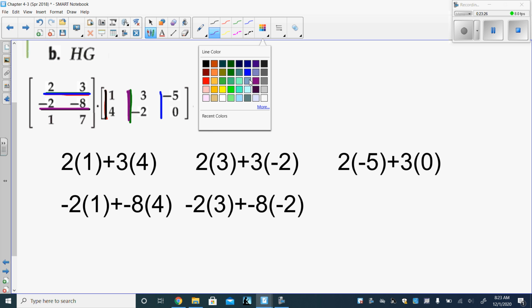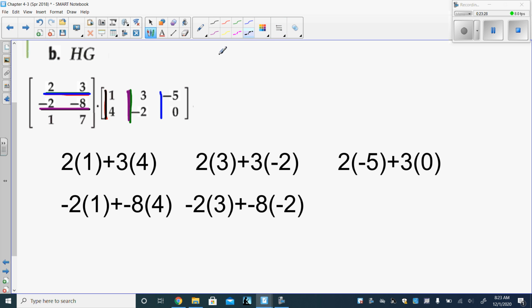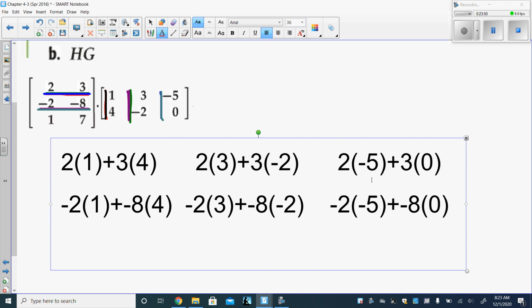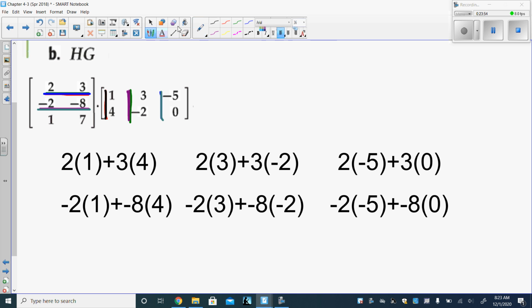And lastly, pick a different color. We're going to go over and down. So when we look at this here, it'd be negative 2 times negative 5 plus negative 8 times 0. And that gave us the second row, which means we're going to move on to the last set.